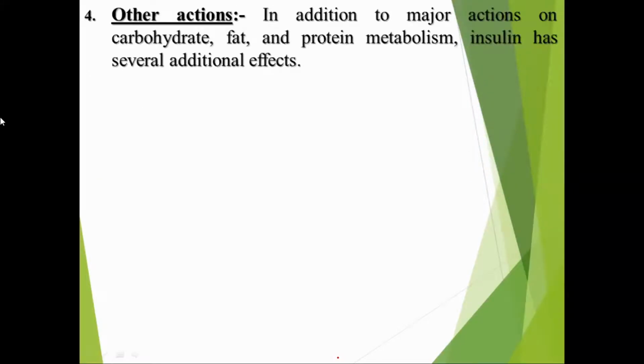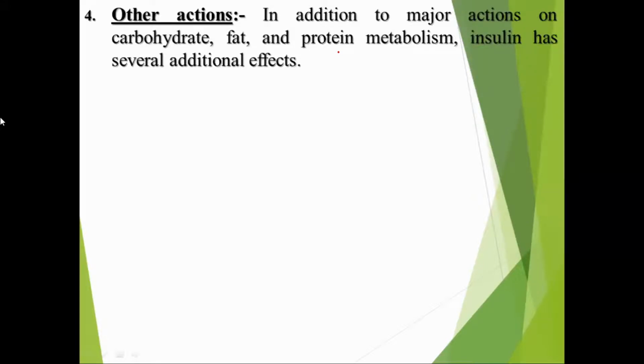These are the major actions, or major functions, of insulin. Along with these, there are other functions also, in addition to the major actions on carbohydrate, fat, and protein metabolism. So you can imagine how important insulin is for metabolism, because it plays a role in the metabolism of all these major macronutrients like carbohydrate, protein, and fat. There is a saying that if you take care of carbohydrate, protein, and fat, other things will be taken care of.